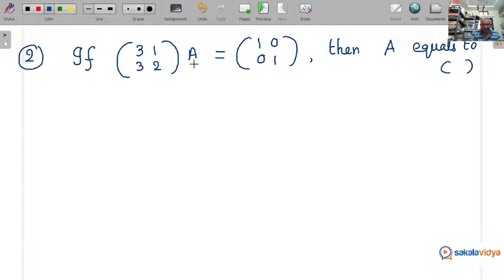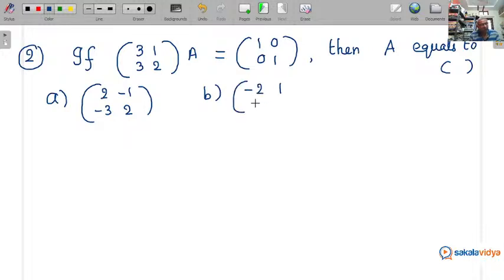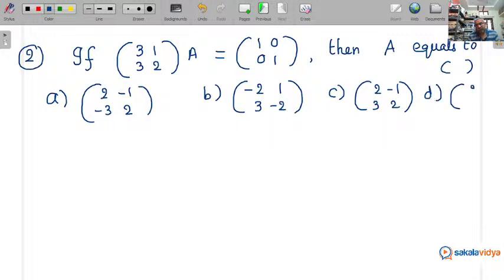There is a matrix A such that [3 1; 3 2] into A equals [1 0; 0 1]. Then the matrix A: option A [2 -1; -3 2], option B [-2 1; 3 -2], option C [2 -1; 3 2], option D [2 1; 3 2].